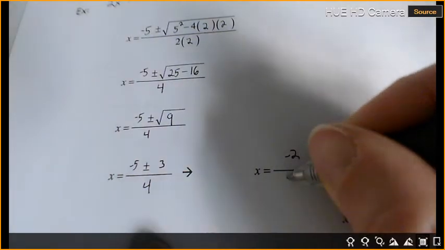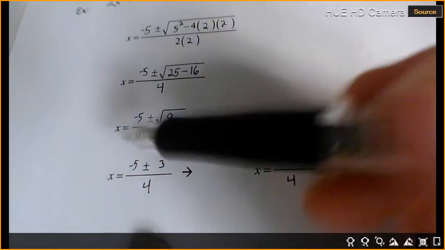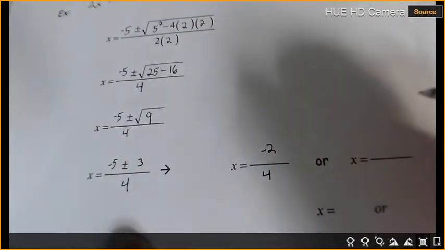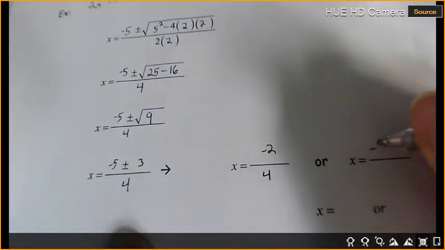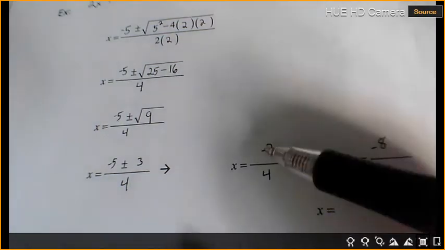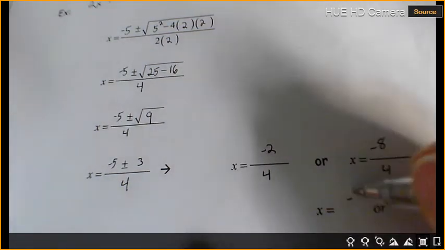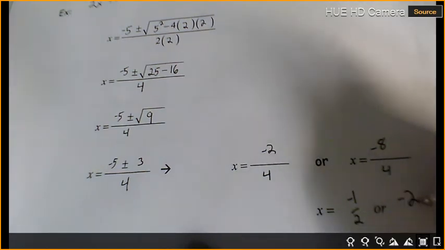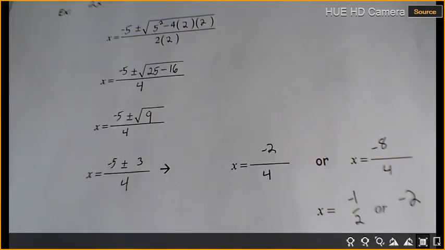So we get negative 2 over 4. And then what's negative 5 minus 3? Try again. 8. Good. Negative 8 over 4. So negative 2 over 4 gives me negative 1/2, and negative 8 over 4 gives me negative 2. Okay? So that was just a little bit harder because we're going to end up with 2 answers in that case.